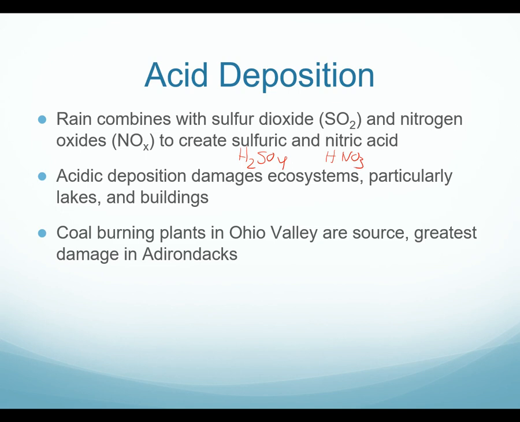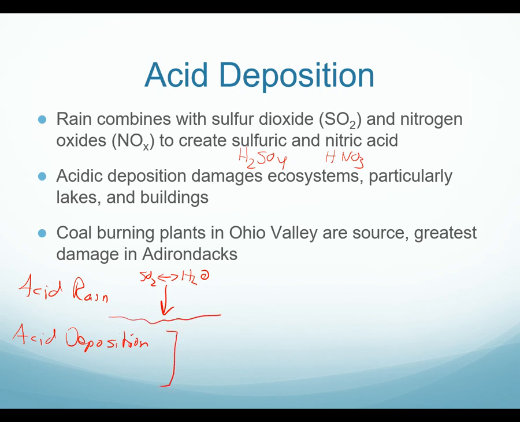So again, there are two ways this can form. You can either form acid rain, where your chemical combines with the water, and then it falls from the sky in the form of rain, or you can have acid deposition, where you have some surface and then you have your pollutant and your water. The water condenses and forms with the SO2 right on the surface.